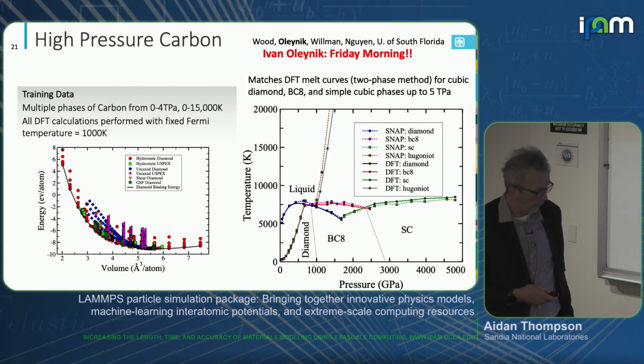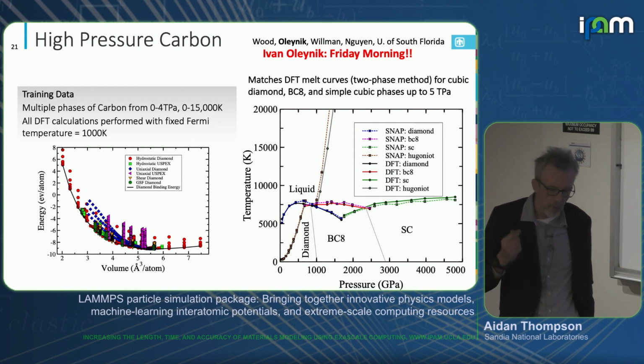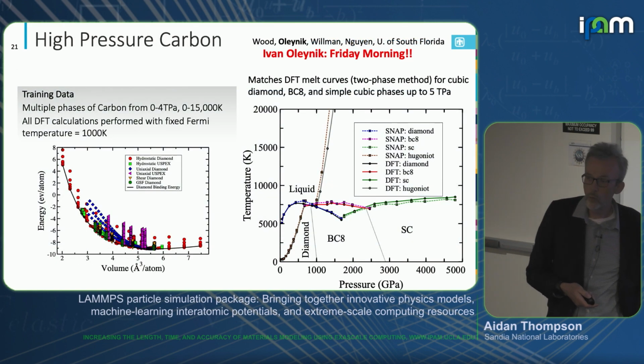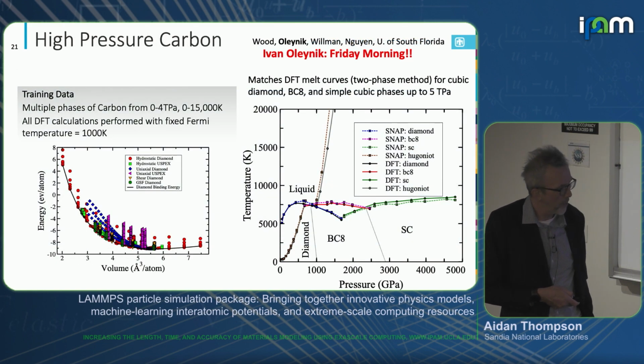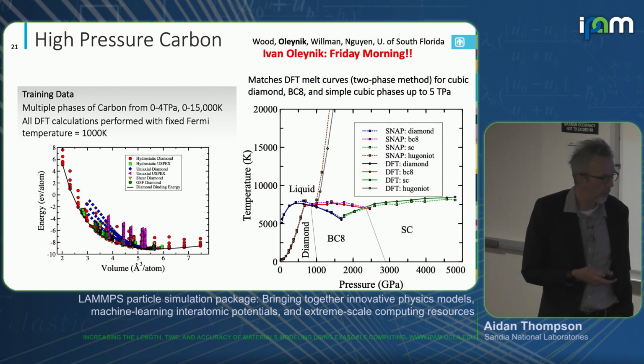They were able to do this. They not only got high accuracy on training, but they also showed that when you compare DFT melting curves for not just diamond, but also BC8 and simple cubic, the SNAP model agreed with the DFT for the melt curves to within 10%. And as a bonus, also shown here is the principal Hugoniot for shock compression of diamond passing up to the melt curve, along the melt curve, and then up into the liquid. And again, very good agreement with DFT.